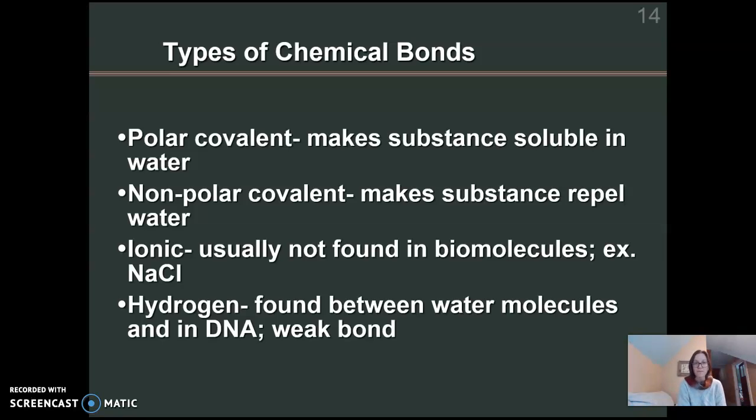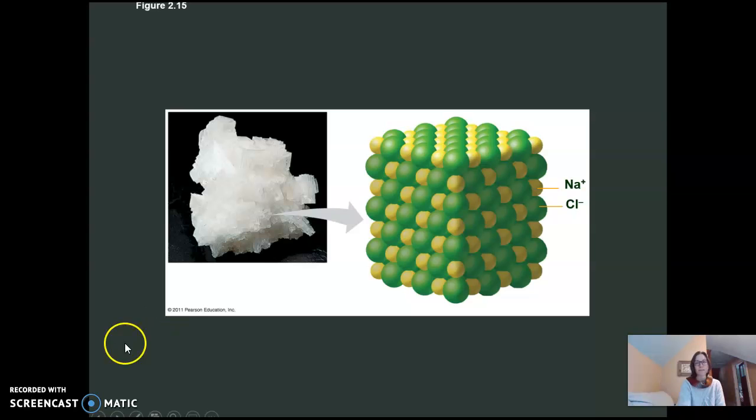Sodium chloride, that molecule I talked about in part 1 of this series, is an ionic molecule. It's caused by ion distribution. So sodium becomes a positive ion, it loses an electron. Chlorine becomes a negative ion, gains the electron, and they stick together. This is what sodium chloride looks like up close.